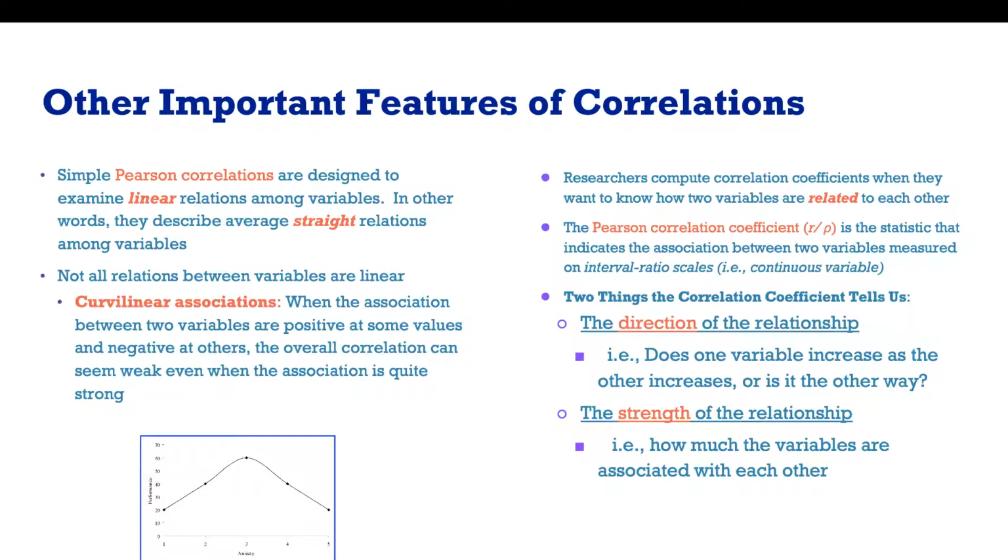Other important factors of correlations: a simple Pearson, we're looking at a linear relationship, so a straight line, okay? There are other types of correlations. Pearson's correlation cannot do curvilinear relationships, and as you can see from the graph, a curvilinear is exactly like it sounds. It has a curve in it, okay? Pearson correlations do not look at that. Remember, the correlation coefficient tells us the direction of the relationship. Does one variable increase as the other increases? Or does one go up and one go down? And the strength, how much the variables are associated with each other.